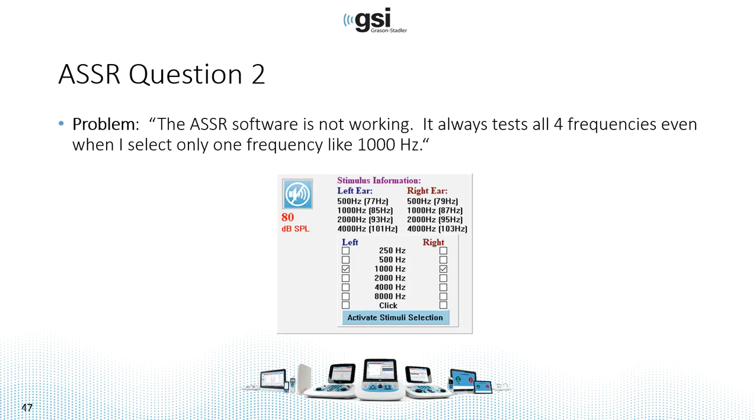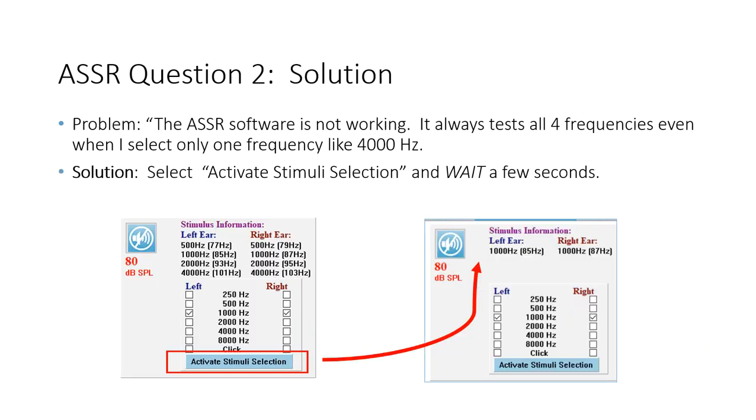Question number 2: the ASSR software is not working. It always tests all 4 frequencies, even when I only select one frequency, like 1000 hertz. The solution is you want to select the frequencies, then press Activate Stimuli Selection, and then wait a few seconds until you see only the test frequencies that you want to test under the left and right ear columns. Now in this example, this is specific to tones.